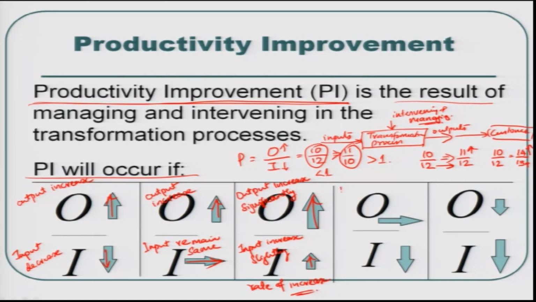Okay. Then another option is to keep output the same, no change in output, and decrease or reduce input. This strategy is typically called the reduce strategy. You reduce the input. So, let us say the productivity was 10 over 12. The output remains the same at 10, but you reduce 12 to 11 or 12 to 10 or something like that, then your productivity will increase. So, here the output remains the same whereas the input has decreased. So, that is this strategy.